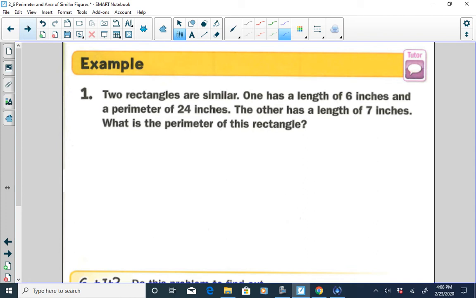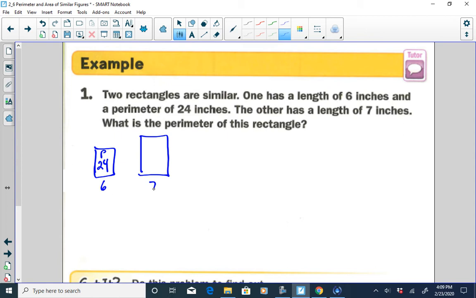So let's take a look at this next example. Two rectangles are similar. One has a length of 6 inches and a perimeter of 24 inches. The other has a length of 7 inches. What is the perimeter of this rectangle? Well, I think it helps if we sketch some pictures. So I'm going to sketch two rectangles here, and let's pretend that they're similar. Here the perimeter is 24, and we know the side lengths are 6 and 7.